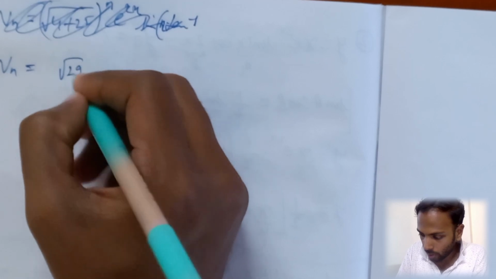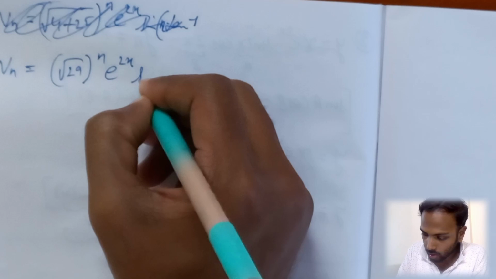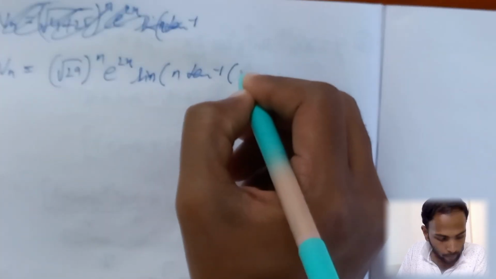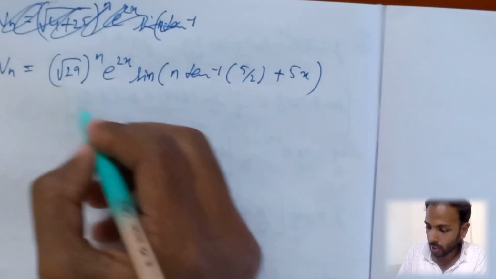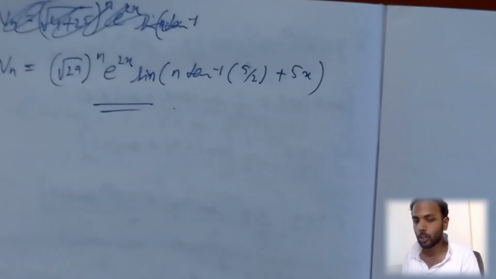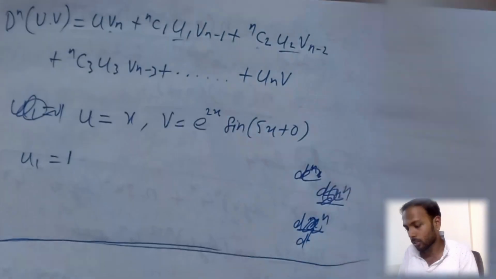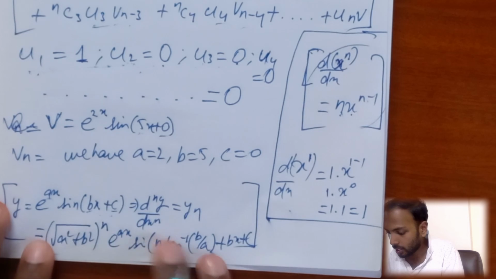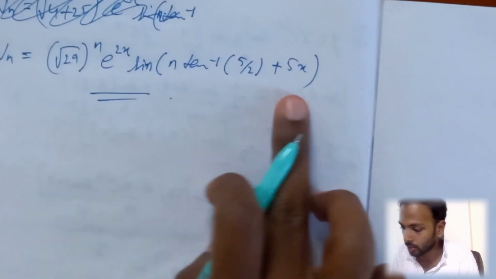So root 29 to the power n into e power 2x into sine of n into tan inverse of 5 by 2 plus 5x. Okay, this is the Vn. If you're wondering how I got such a big expression, pause the video, or after the video you can just put in all these values, put a, b, c here and substitute, and you will get this. That's it, as simple as that.